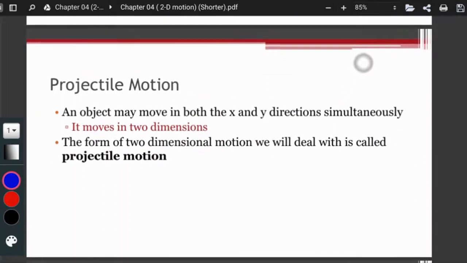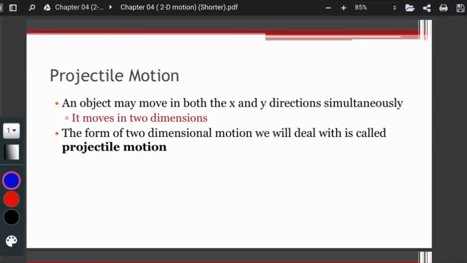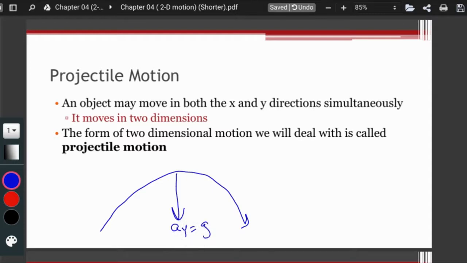So specifically, we're going to talk about projectile motion. Projectile motion is the idea that an object, when fired, thrown, or kicked, flies through the air, and the only thing influencing it is gravity. Gravity is pulling down on it. This is a force. We haven't talked about forces, but we talked about the impact of that force: the acceleration in the y direction is equal to g. The acceleration in the x direction is going to be equal to 0.